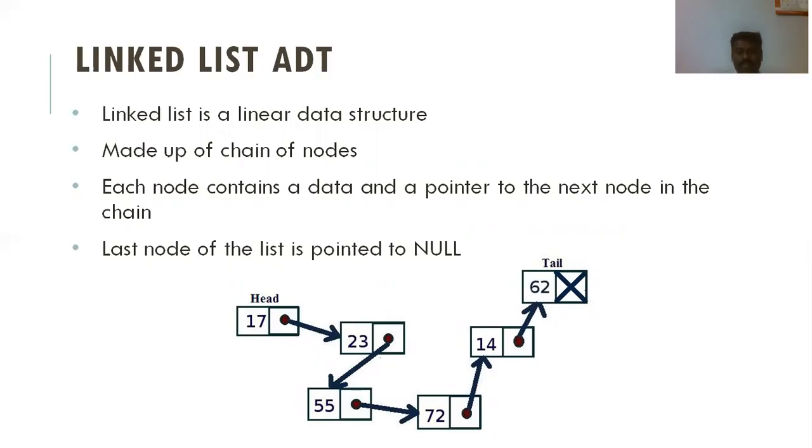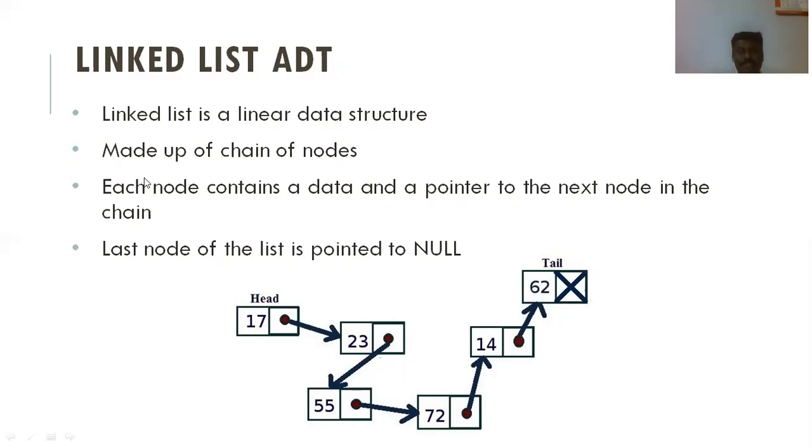A linked list is a linear data structure made up of a chain of nodes. Array and linked list are both linear data structures, with the linked list made up of a chain of nodes. One node is connected to another node, then the next node is connected to the next. So one by one you can insert the data.